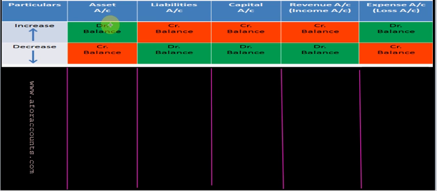See, what all accounts can I have? In a business, either I will have an asset account, a liabilities account, capital account, and revenue or an income account, or an expense or a loss account. 5 types of accounts: assets, liabilities, capital, revenue, and expenses. Now only 2 things can happen. Either it can be debited or it can be credited. Now let's understand what needs to be debited and what needs to be credited.